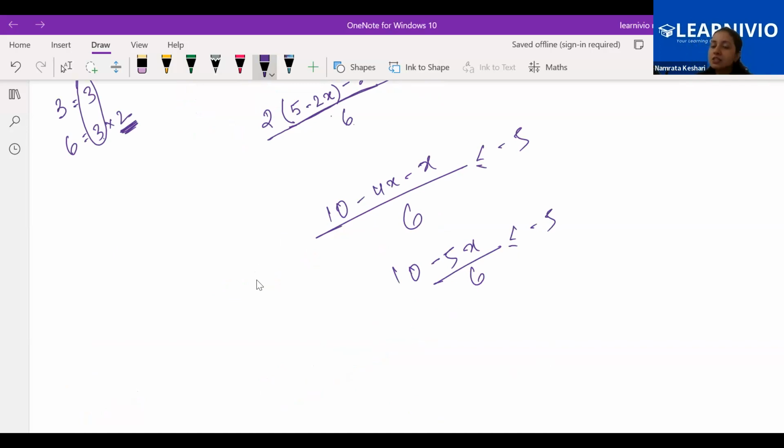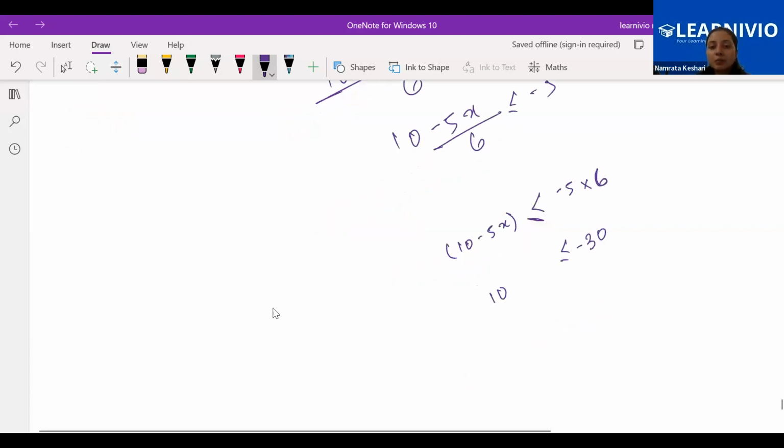Okay, this 6 we will shift to the other side. We are going to do the multiplication with a number, but that number is 6, positive 6. So still we don't have to worry about the inequality sign. It will be 10 minus 5x less than or equal to minus 30 will be there. Now here 10 minus 5x is this one.